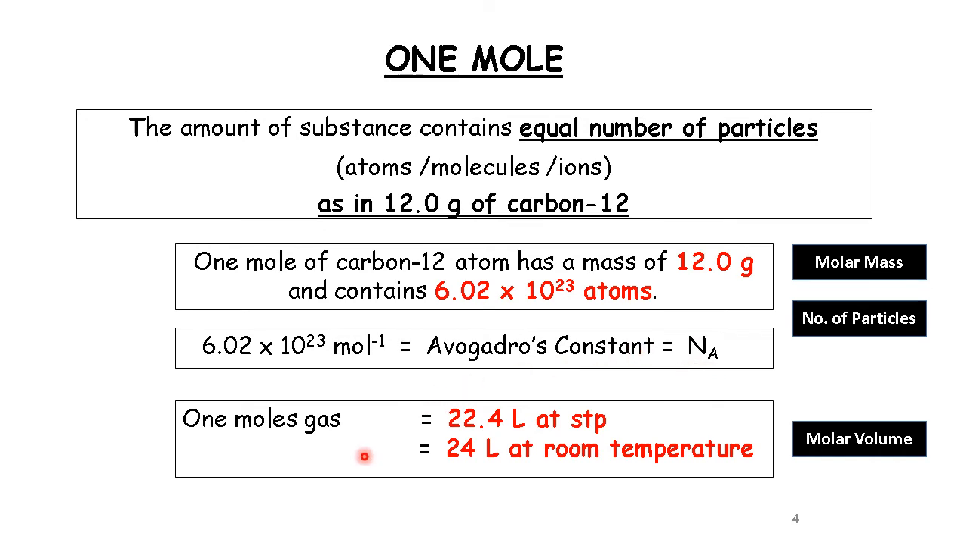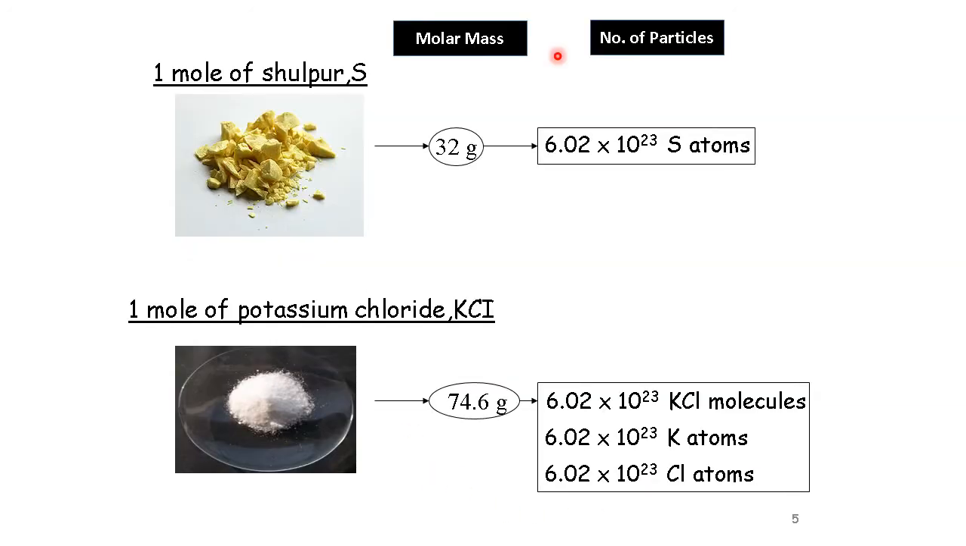At the same time, 1 mole of gas, right, is equal to 22.4 liter at STP and 24 liter at room temperature. This is molar volume. This one is refer 1. So we look at 2 examples.